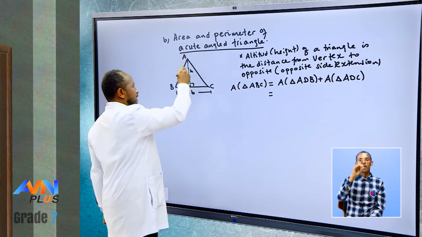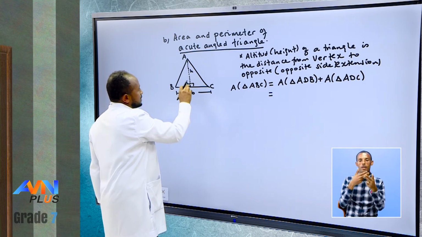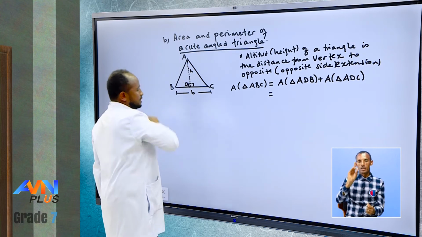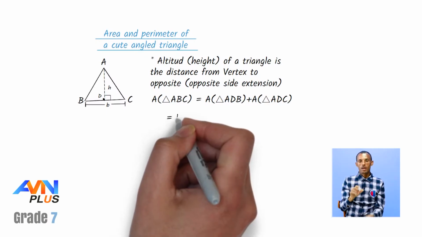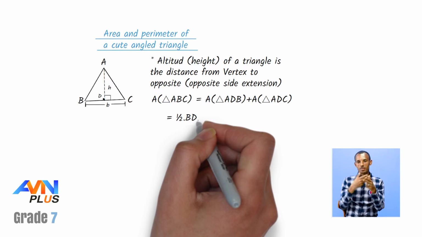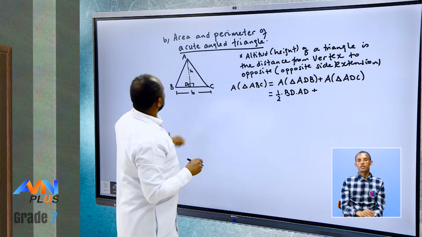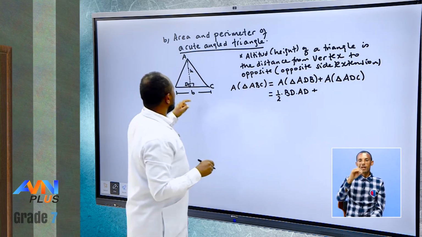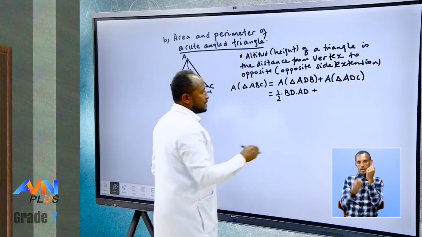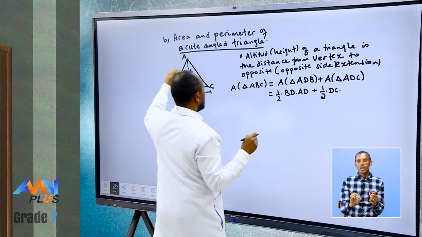Look, this one, ADB, is a right angle triangle. To calculate this area, simply multiply the base and the height and divide by 2. Therefore the base is BD, the height is AD. So its area will be half times the base BD times the height AD, plus the area of triangle ADC. Again it is simply a right angle triangle. You multiply its base and height. The base is DC, so half times DC times AD.